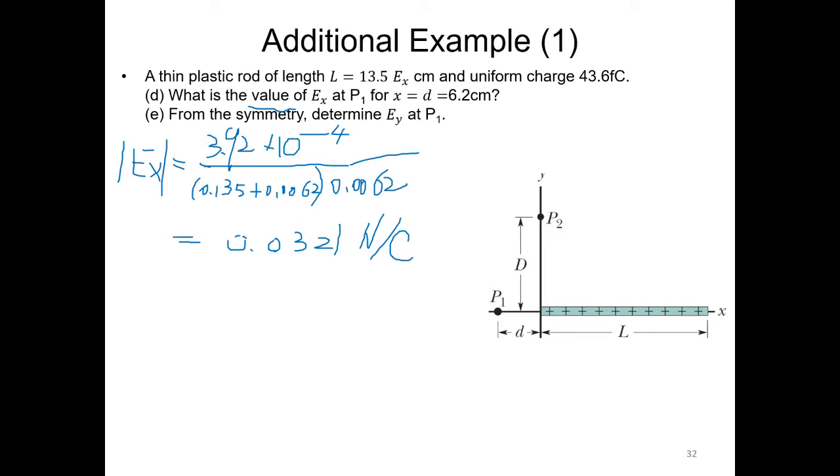So for the symmetry, determine Ey at P1. Ey, actually for symmetry, Ey will be 0 for sure.